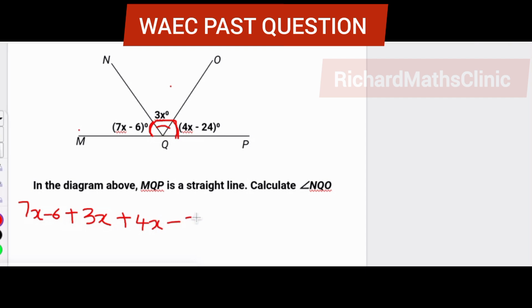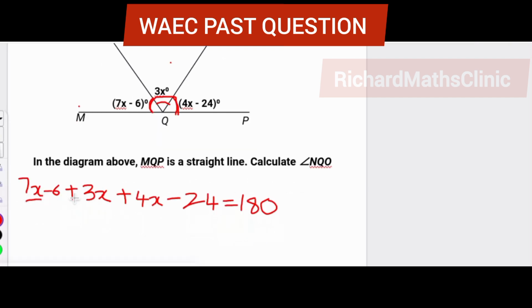So I'm going to be adding up all these angles because we understand fully well that when you add up these angles, the sum will be 180 degrees. Okay, I hope you're following. Fantastic. All right, so everything equals 180 degrees. The next thing I'm going to do is to pick my like terms. So I'm going to be adding 7x to 3x to 4x. 7 plus 3 is 10, then 10 plus 4 is 14. That is 14x.